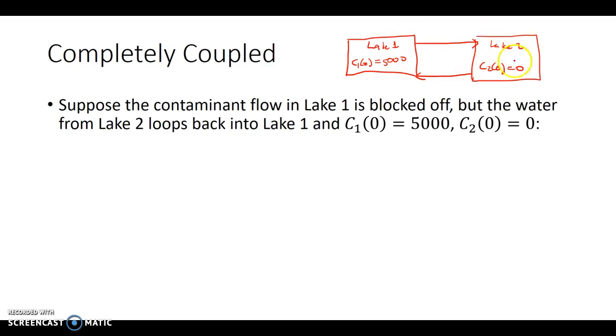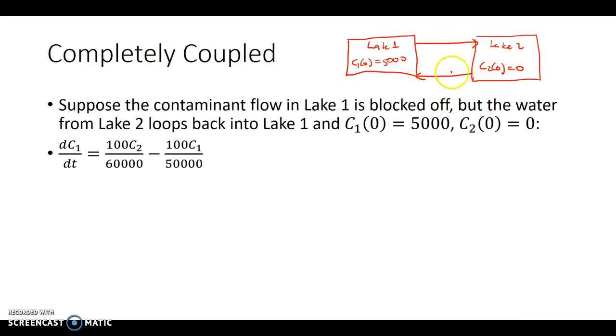So the idea is that eventually these are going to cycle back and forth, and this 5,000 is going to become distributed between these two lakes. If we start to model this, the rate of change in C1 is dependent on what's coming in. But what's coming in is a function of what's going out of lake 2.